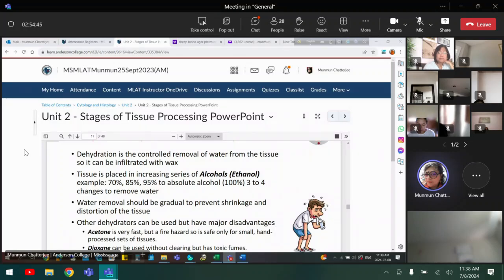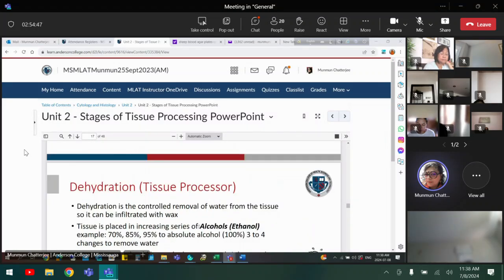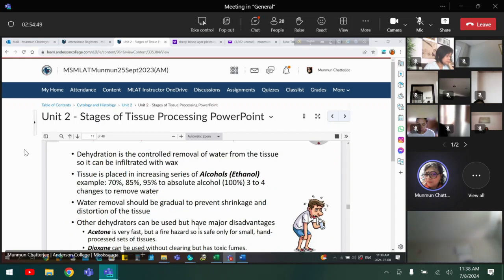Next step is dehydration. You have to take the water out from the tissue. So dehydration is the controlled removal of water from the tissue, so it can be infiltrated with wax. If there is water there, the wax, which is the embedding media where we are going to embed the tissue, cannot go in. That's why you need to remove the water from the tissue.